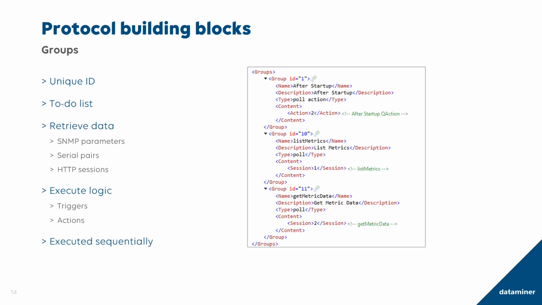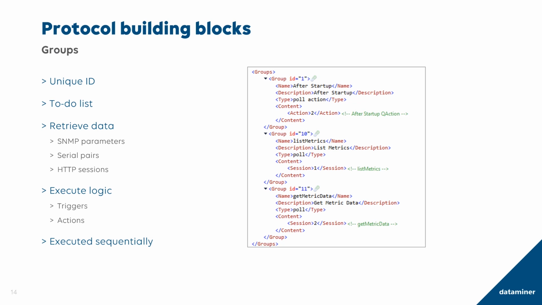So next up is groups. Again, it needs a unique ID like every other item. And it's like a to-do list. So in this case, for example, you can see the two groups that we will need for the protocol that we will create. And they both contain a session where we then define the post request we want to send. So with this group, we can then actually execute that request. But groups aren't always used for retrieving data. They can also execute logic internally, and that's also what we will need. And this is actually an example of that.